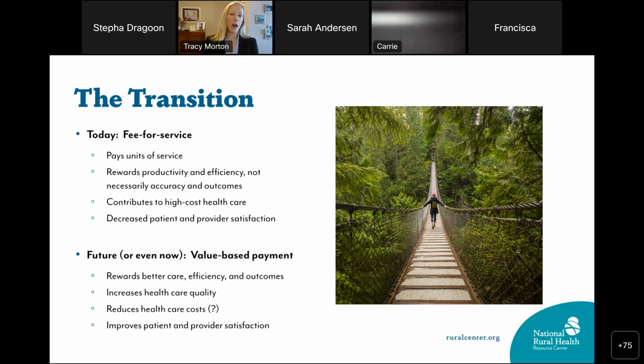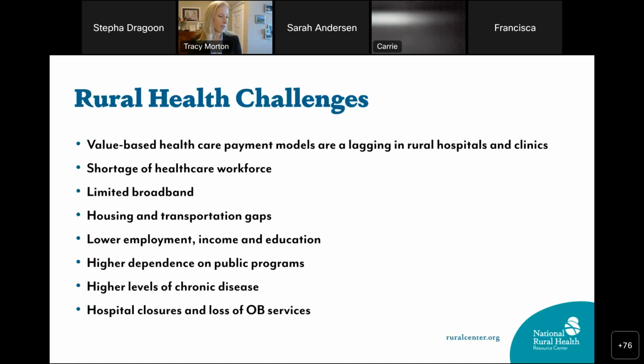In the future, even now, we are in this transition to value-based payment, and this is where we're walking across this shaky bridge, and maybe you've heard this before. But in the future, we'll really be reimbursed and rewarded for better care, efficiency, and better outcomes of individuals, looking to increase the healthcare quality, hopefully reduce the care costs, and improve that patient and provider satisfaction as well along the way. It's not an easy approach to accomplish, so I don't want to insinuate that at all.